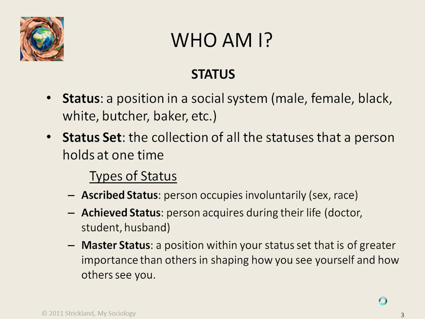On the other hand, some status positions are achieved. They're ones that a person acquires during their life. If you're a student in college, you're working toward getting your college degree. And one day when you graduate, you will walk across the stage wearing a cap and gown, shake the hand of the president of the college, and receive a diploma. And at that moment, you will add a new status position to your status set, in particular, the status of college graduate.